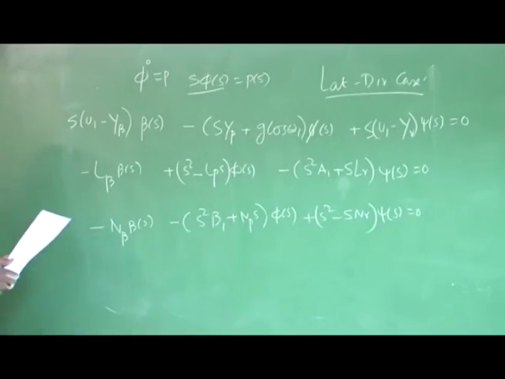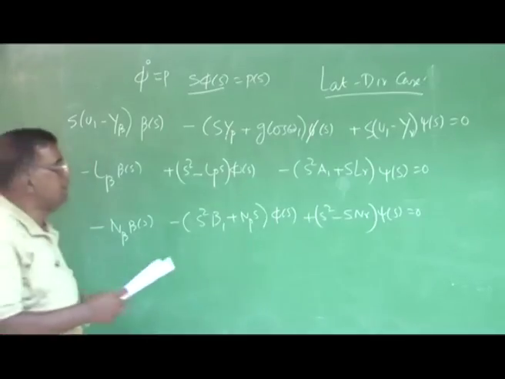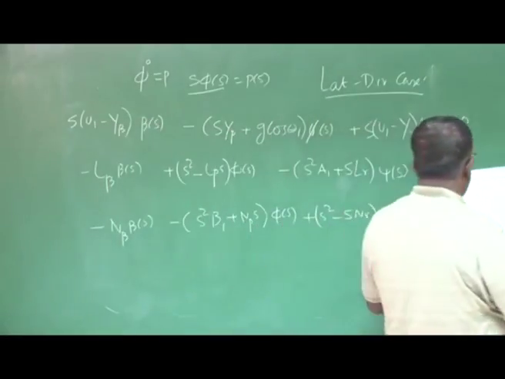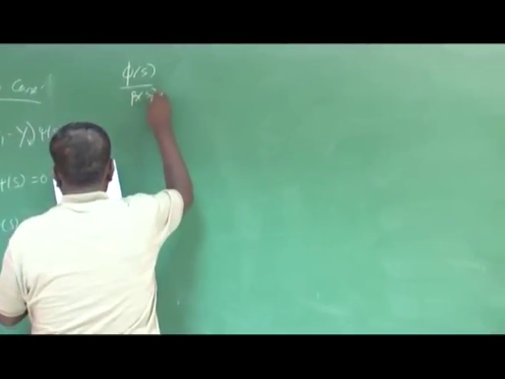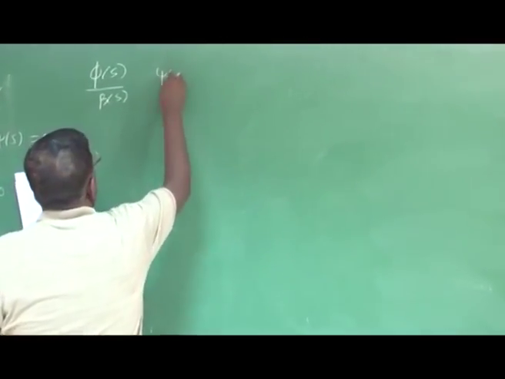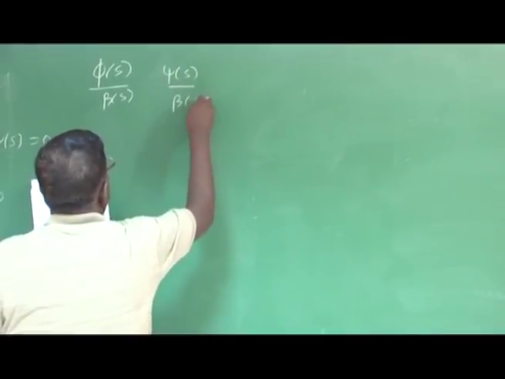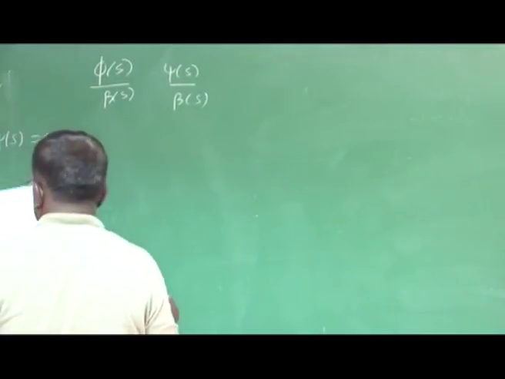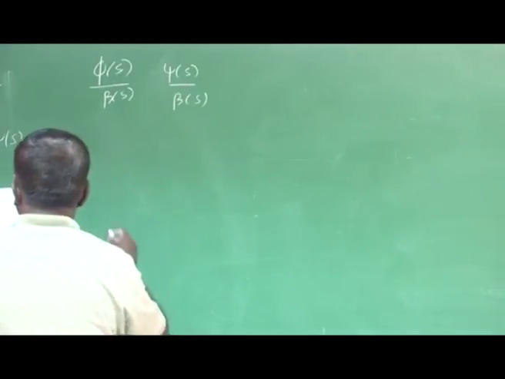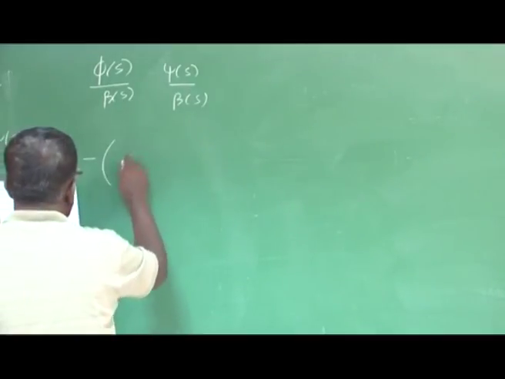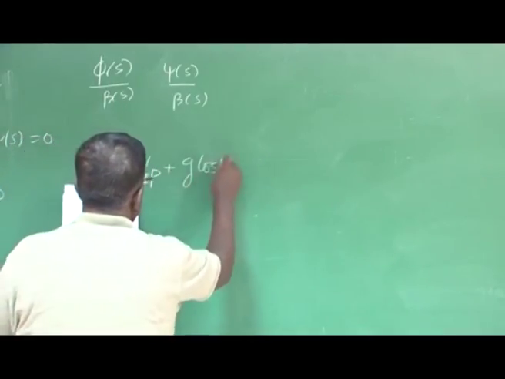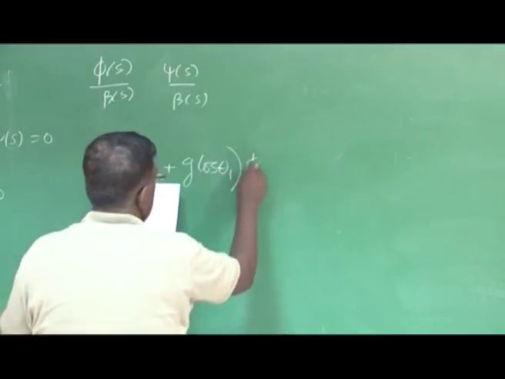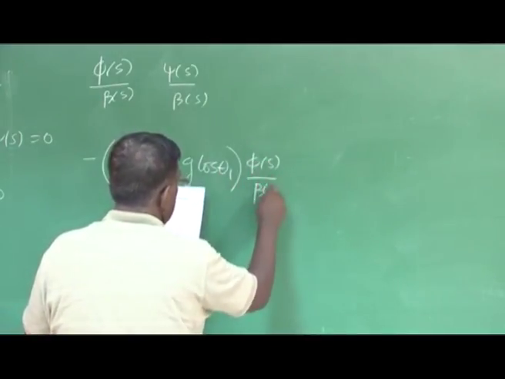Now once I do this for a free response, since I'm looking for phi of S by beta of S and psi of S by beta of S, you know what I have to do? I have to divide by beta of S, and then I get an equation of the form minus S Y p plus g cos theta 1 into phi of S by beta of S.